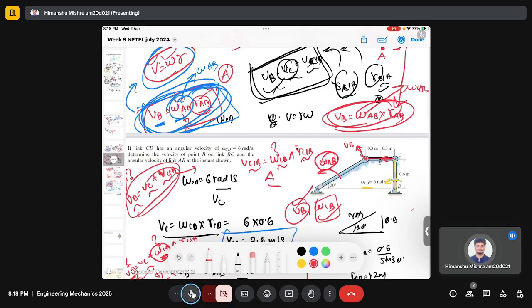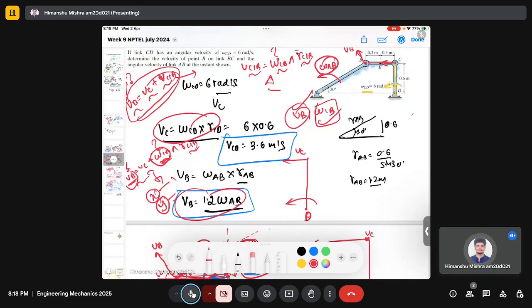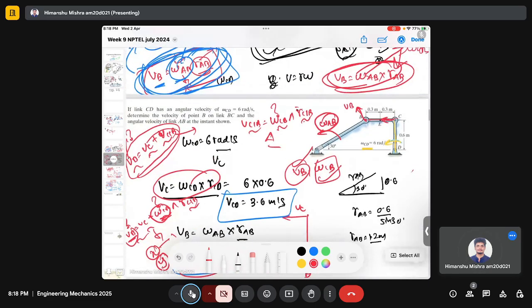But when you use the concept of instantaneous center, you find VC as usual, and this is the expression of VB as usual. Then based on these directions, you identify the position vector which should be normal to the velocity vector. So this is my position vector from point B normal to VB, and this is my position vector from point C normal to VC, and this should be my IC. So this is my RB IC and this should be RC IC.